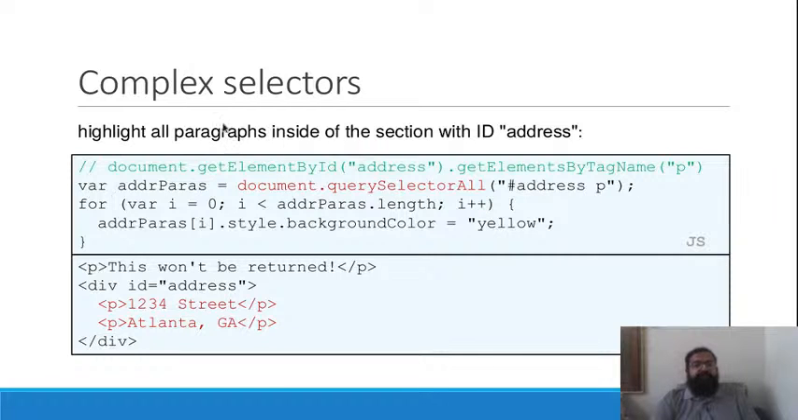Then if you want to select by ID, highlight all the paragraphs inside of the section with ID address. For that, you are going to use query selector all with the ID address and p, and then you will be able to do something like that as well. So all the p's that are in the div that are in the parent which has an ID address will be returned, not this p.